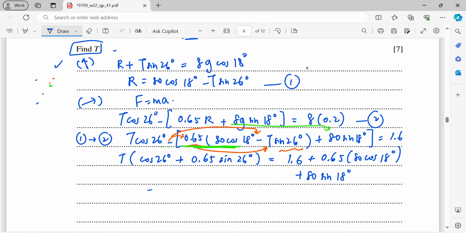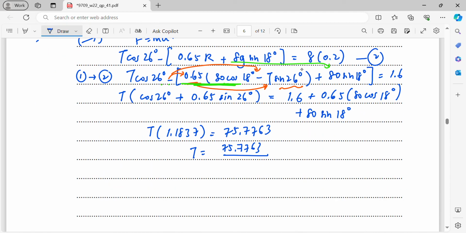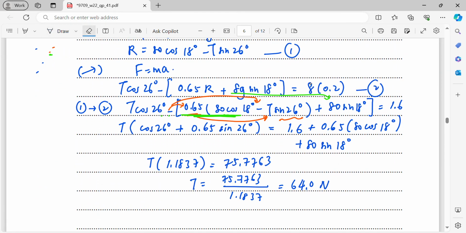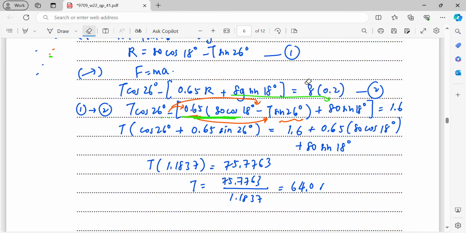Okay, so for the left hand side, when you calculate the values inside the bracket, that is basically 1.1837, and then the total of the right hand side is 75.7763. Therefore my T is just a division of these two values. That is going to be 64.0 newtons. So just write 64.0. That's it. So that's the solution of this part.